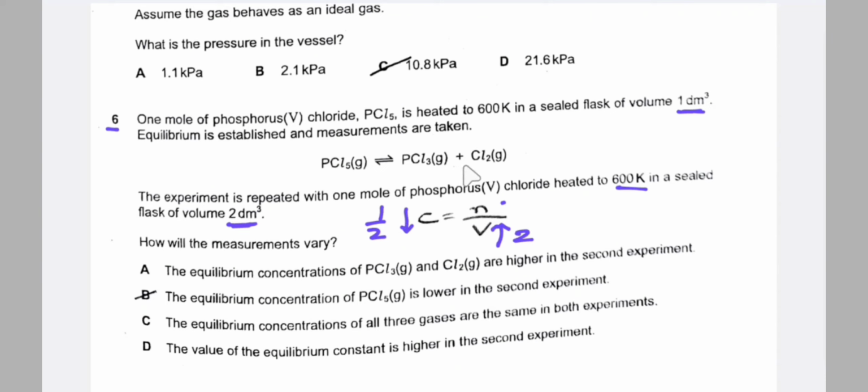And since the concentration decreases, decreasing the concentration will shift the equilibrium to the side where the number of moles of gas is more. As the number of moles of gas on the right hand side of the equation is more, the position of equilibrium moves to the right. So the equilibrium concentration of PCl5 is lowered, that means more PCl3 and Cl2 are formed in the second experiment. So the correct answer is B.